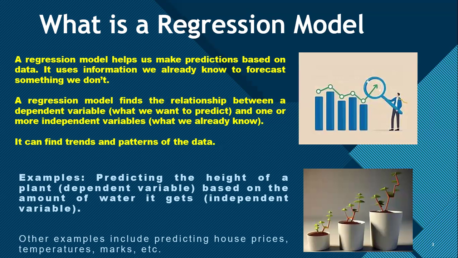So in plant 1, I give less water. In plant 2, I give double the water. In plant 3, I give 3 times the water. And after an equal amount of time, I measure the heights. So this is going to help me make a prediction of how the amount of water is affecting the height of the plant. Other examples include predicting house prices based on area, temperature based on area, marks for certain students based on their previous performance.